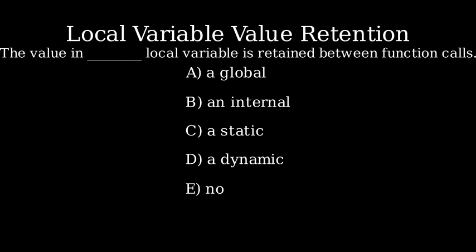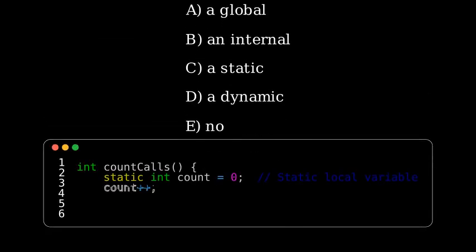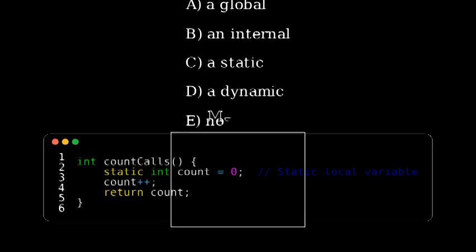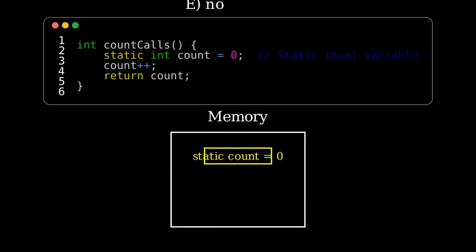Let's understand this with an example. Here's a simple function that uses a static variable to count how many times it's been called. Let's visualize what happens when we call this function multiple times. Each time the function is called, it will increment the static count variable and return its value.